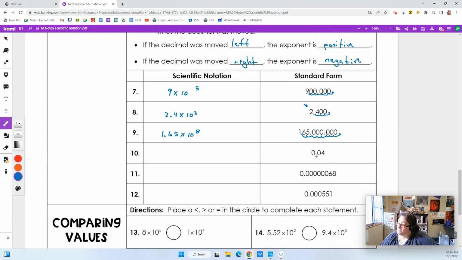Again, we've got to move this now in the other direction. We have a decimal. We're going to move it 1, 2, so that our first number is 4, and that is going to be 4 times 10 to the negative 2. I moved it 2 spaces.